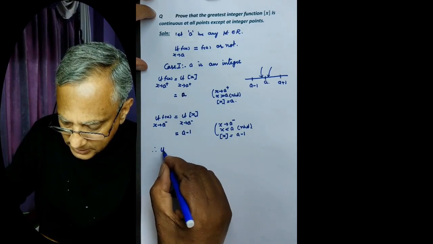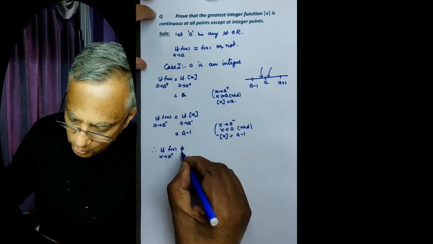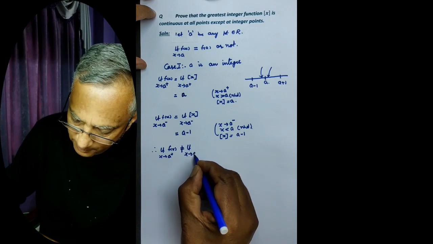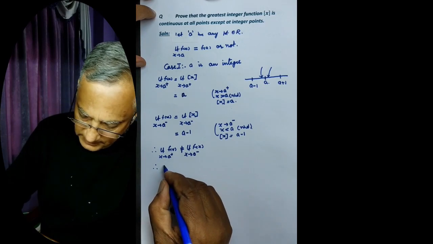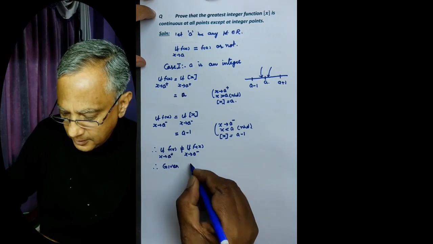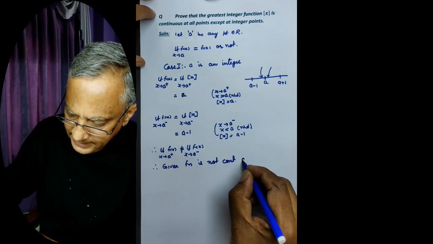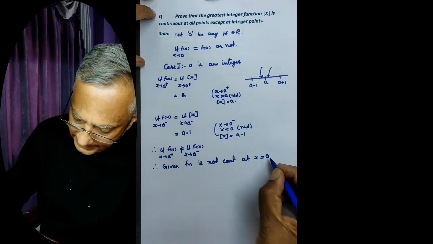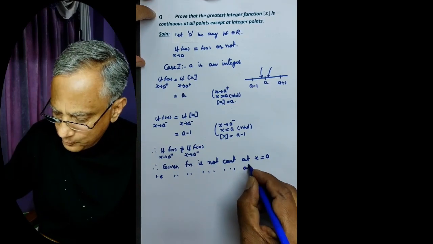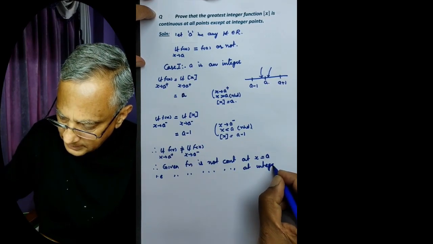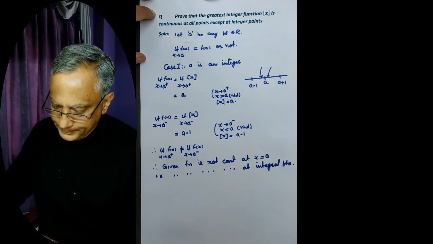Therefore, limit x approaches a from positive side f(x) is not equal to limit x approaches a from negative side f(x), and therefore the given function is not continuous at x equal to a. That is, the given function is not continuous at integral points.